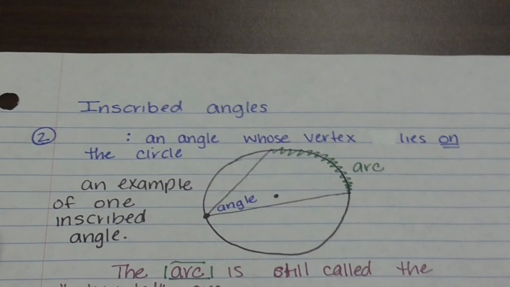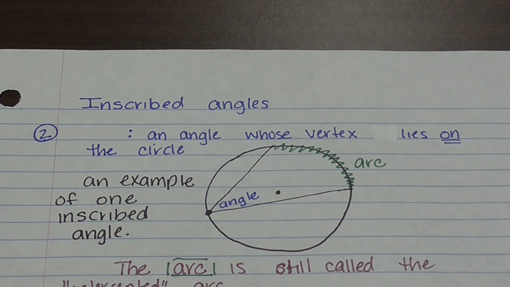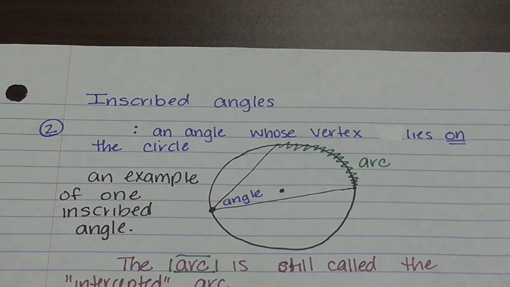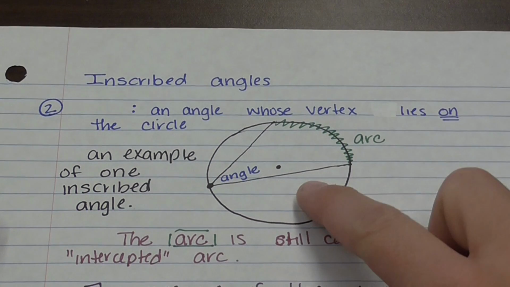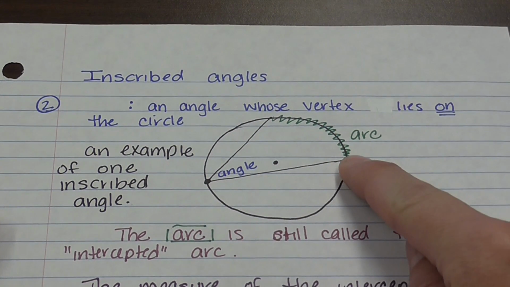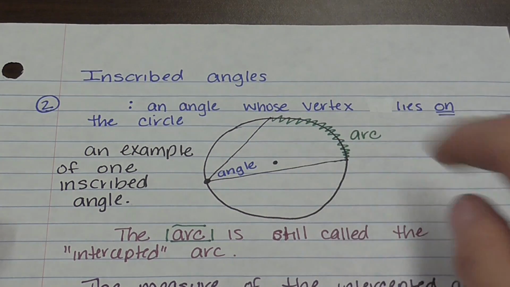The new type of angle that you're learning about now is inscribed angles. This is an angle that crosses all the way across the circle and the vertex lies on the circle itself. So this is an example of an inscribed angle. It only creates one angle in the circle as it cuts all the way across the circle. It also intercepts the arc.